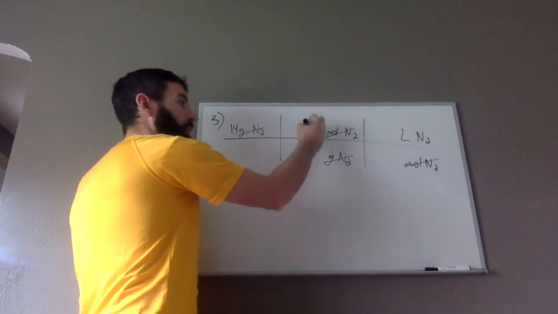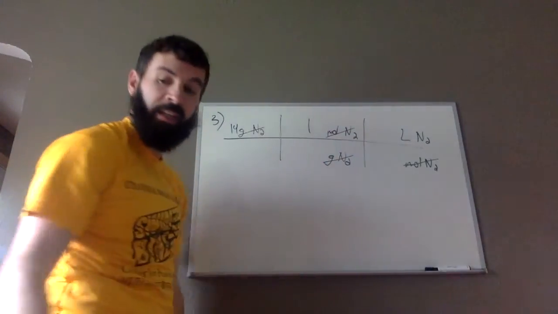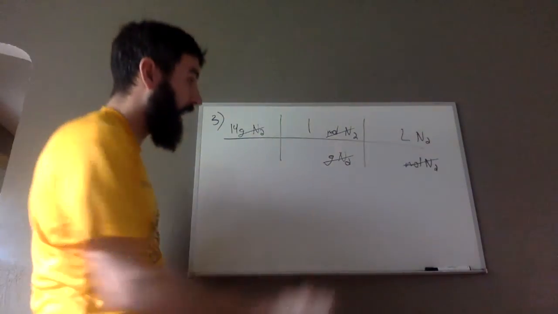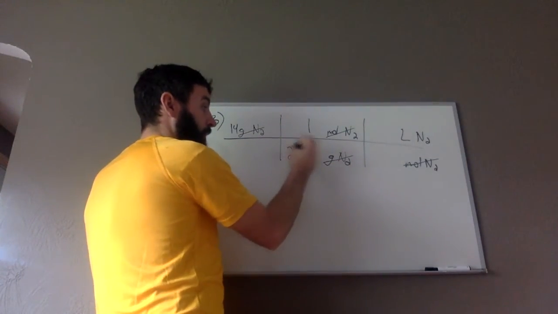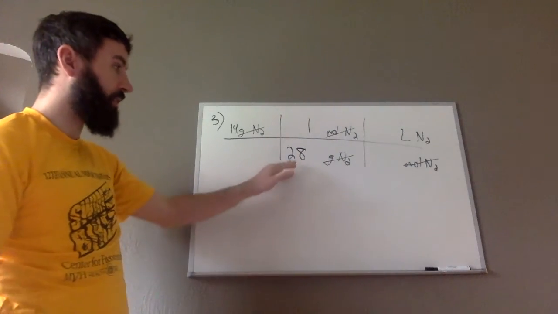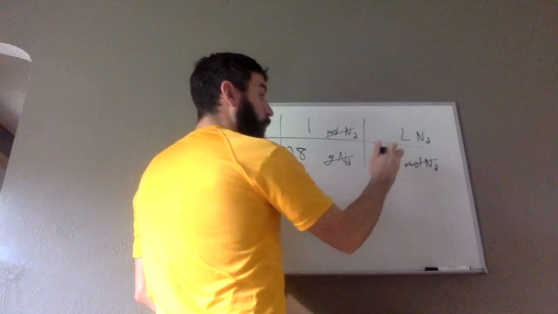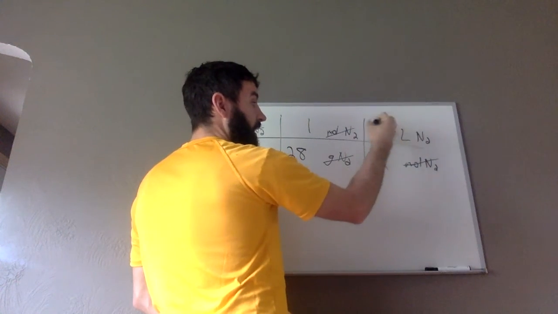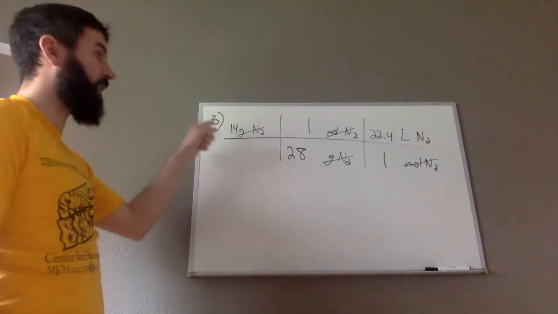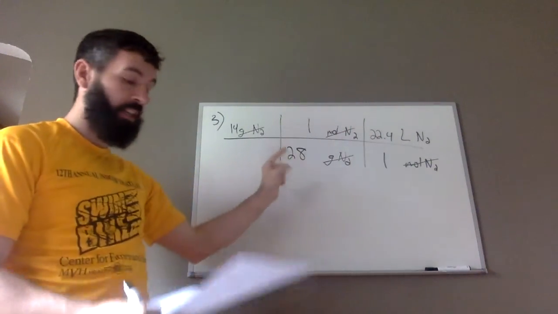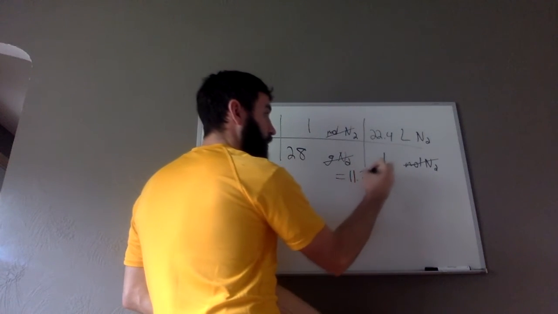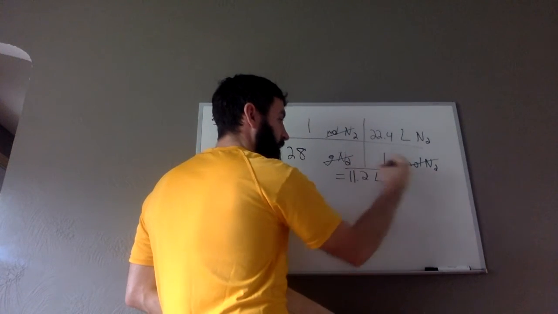Okay, so 1 mole of nitrogen gas weighs how many grams? Pull your periodic table. Nitrogen weighs 14. I have 2 of them, so 14 times 2, let's just call it 28. It might be 28.01 or something like that, but close enough. Okay, then over here, 1 mole of nitrogen gas is how many liters? It's always that same number, 22.4. Okay, so now I just take 14 times 22.4 divided by 28, and you should get 11.2 liters of N2.